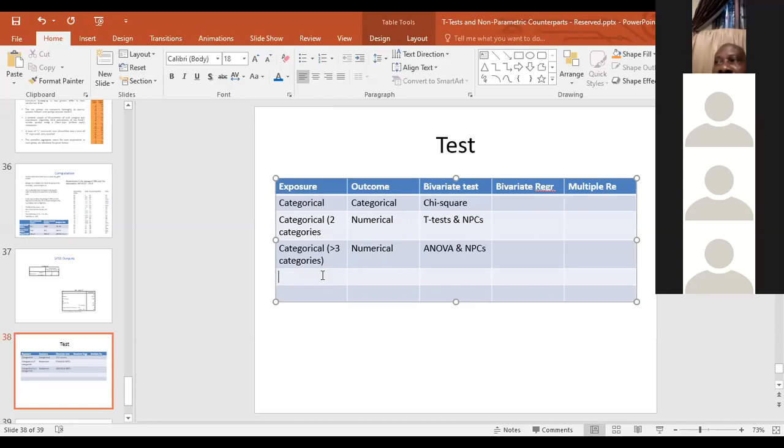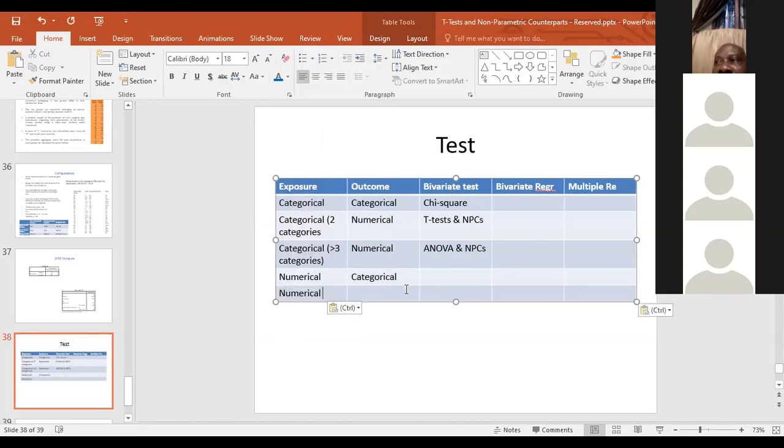So now you may say, okay, what of numerical outcome and categorical exposure, numerical exposure and categorical outcome? What of both of them numerical, numerical exposure, numerical outcome? That's the logical way to think of this.